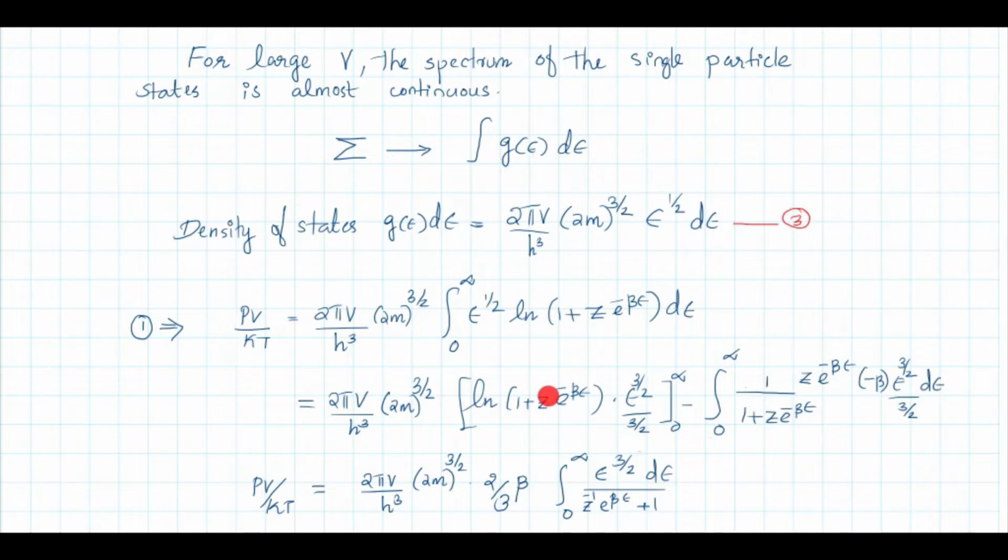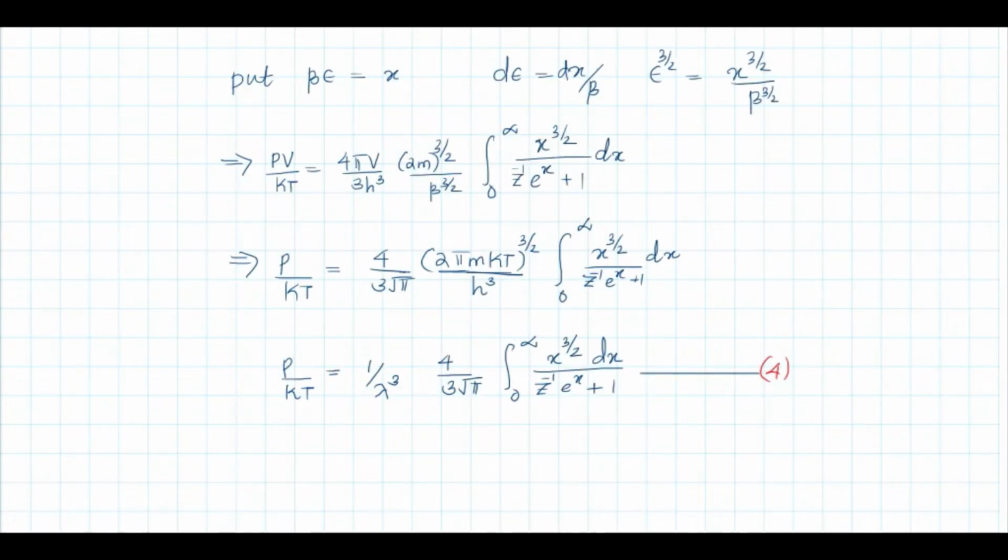Okay, this first term will vanish because when E equal to infinity, this e raised to minus infinity becomes 0 and log 1 is 0. When you put the limit E equal to 0, due to this term, this boundary term will vanish. So you will get this minus and this minus becomes plus, and this 3 by 2 becomes 2 by 3. Beta will come outside. z e raised to minus beta E, you can take to the denominator, and that becomes z raised to minus 1 e raised to beta E plus 1. This is the equation of PV by kT.